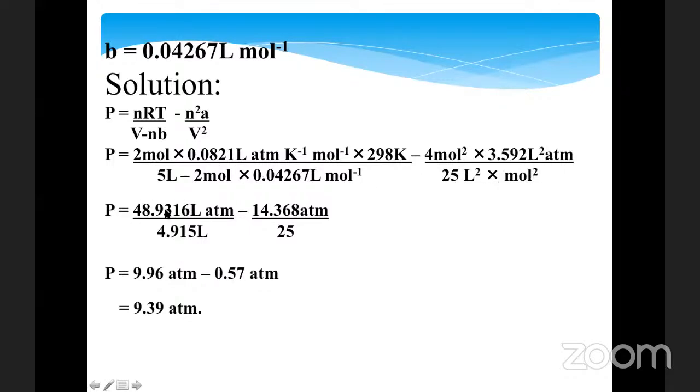We have 48.9316 liter atmosphere over 4.1915 liter, minus 14.368 atmosphere all over 25. Now, P is equal to 9.96 atmosphere minus 0.57 atmosphere. Now, if we do that, we have our answer as 9.39 atmosphere.